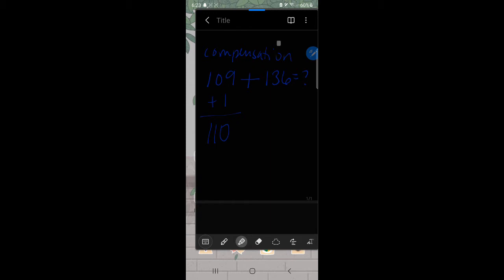And I would subtract 1 from 136 to get 135. And this is going to give me an answer of 245. Now, notice here at the end, we did not have to add back or subtract either of these ones like we did in the previous problems because they cancel each other out. They're the same amount and they have opposite signs. So they cancel each other out. Our answer is 245.